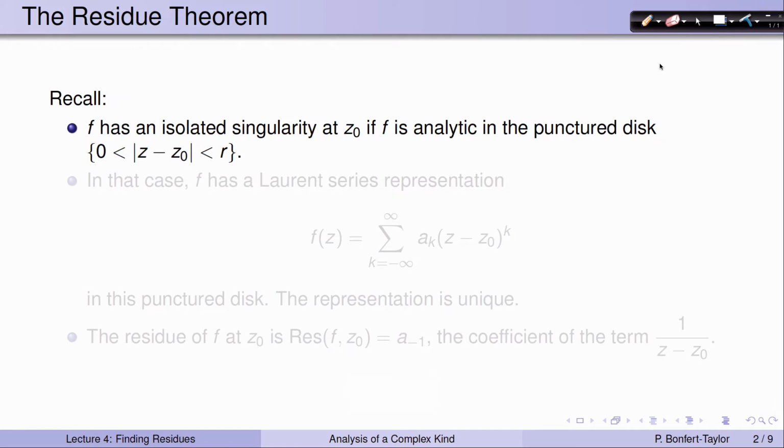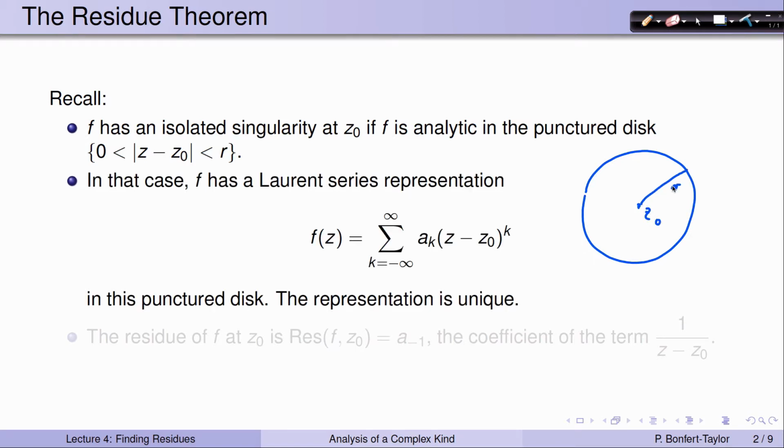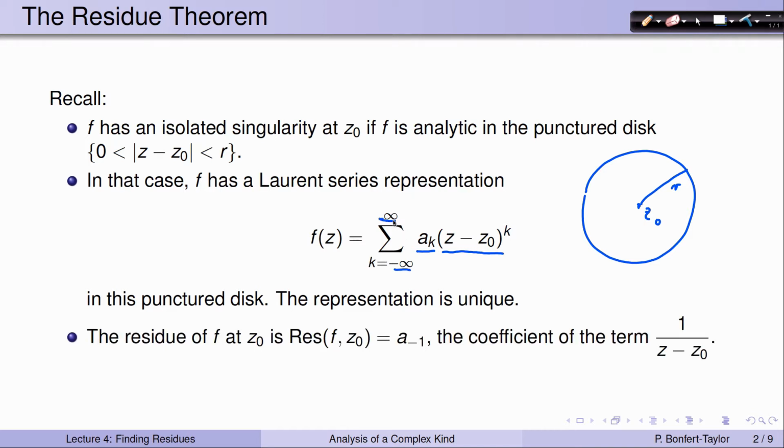Let me remind you of the residue theorem. Suppose f is a function that is analytic except for an isolated singularity. So that means f is analytic in a punctured disk centered at z0 with the exception of z0. In that case, f has a Laurent series representation in that punctured disk, which is a doubly infinite series of terms a_k, these are the coefficients, times (z minus z0) to the k, where k runs from negative infinity to positive infinity. We say the residue of f at z0 is the a_(-1) term.